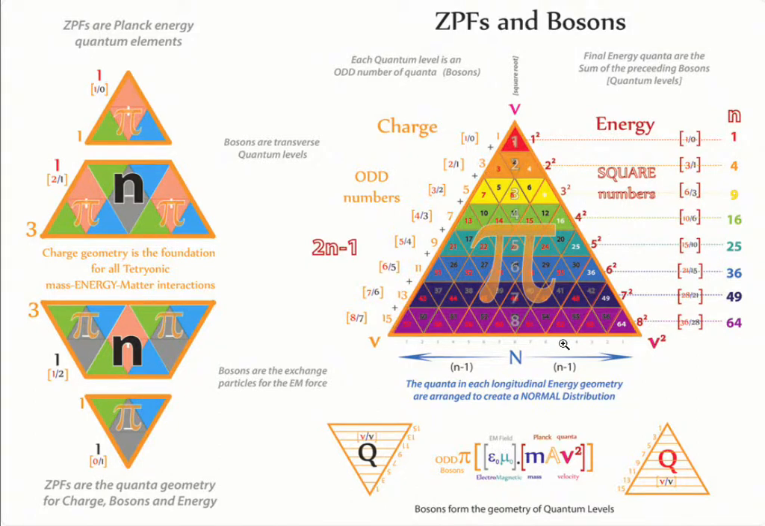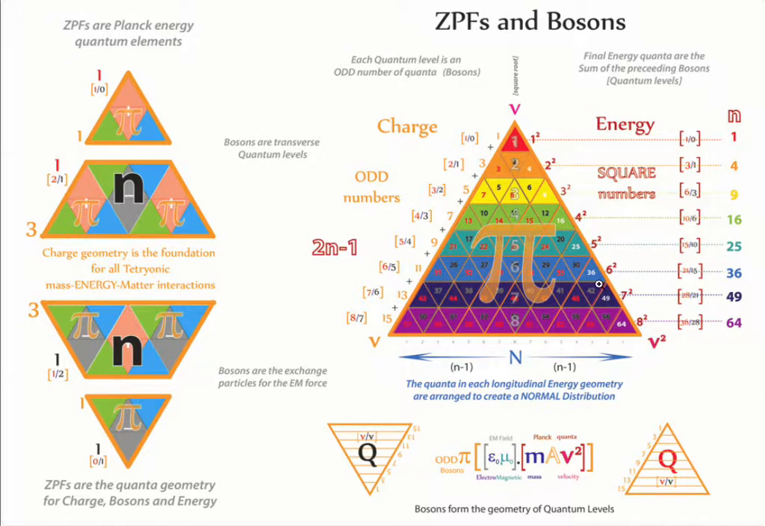So as we've noted before in Tetryonic theory, square numbers in physics are not square geometries. They are triangular geometries, specifically equilateral triangles. And again, quickly, if you were to count the quantum number in a longitudinal fashion as opposed to the transverse fashion of bosons, you would again determine that the equilateral geometry in fact creates a bell curve or a normal distribution of energy quanta within its overall equilateral geometry.